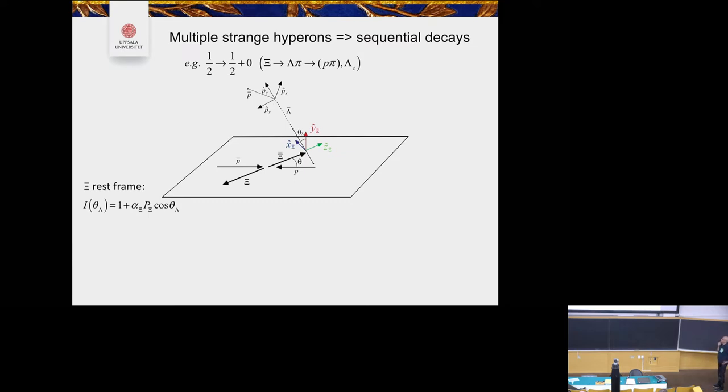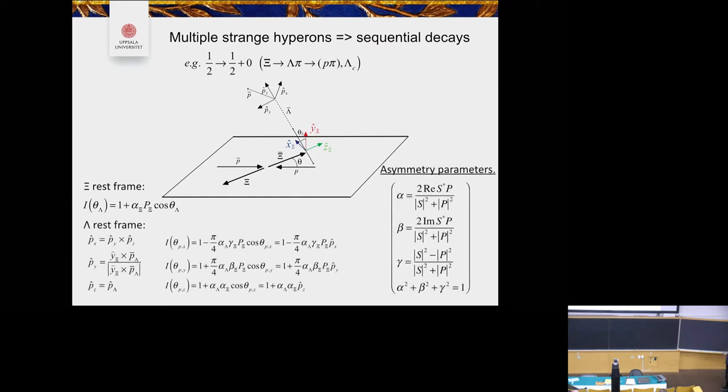Now, one last word about spin observables. If you have multi-strange hyperons, such as a cascade, that decays into a lambda pi, and then the lambda decays into p pi, then if you look at the cascade rest frame, you have the same situation as for the lambda decay: you measure the polarization of the cascade as the slope of the lambda angle in the rest frame of the cascade, modulo the asymmetry parameter alpha. But you also measure the lambda decay as well.